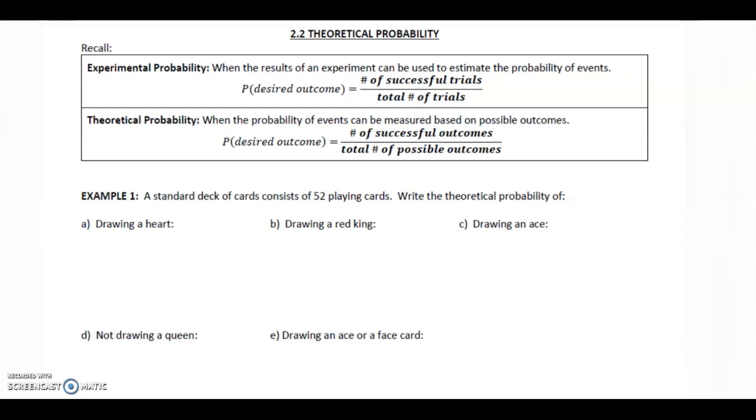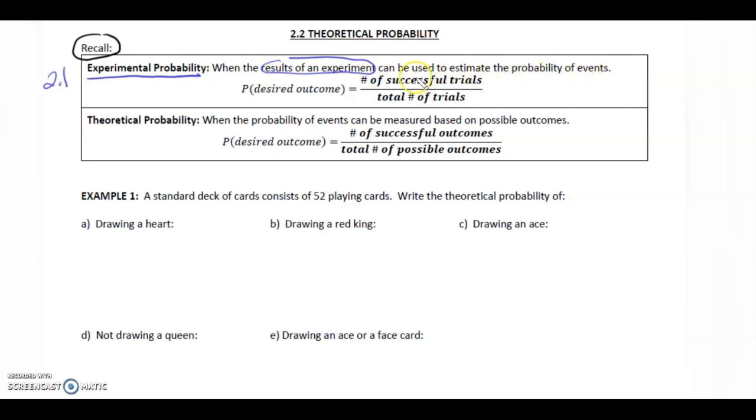2.2 Theoretical probability. In the last lesson, we covered experimental, and now we're going to cover theoretical. So we're going to do a quick recall. Experimental probability, which was covered in 2.1, is when the results of an actual experiment are used to estimate the probability of events.